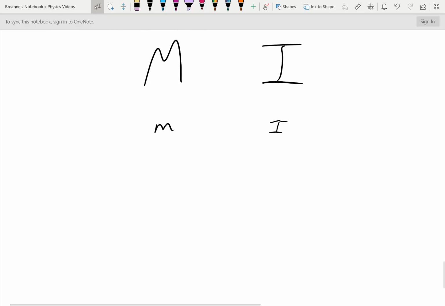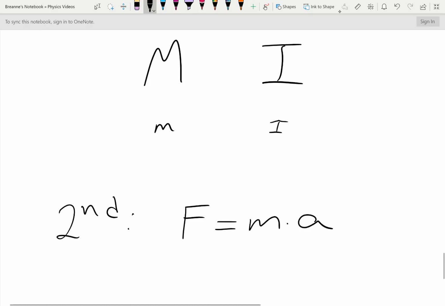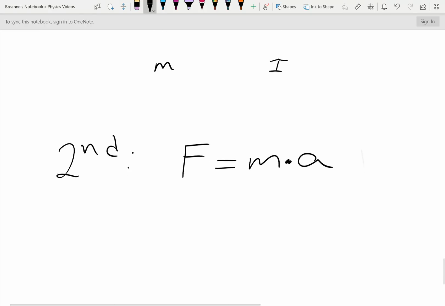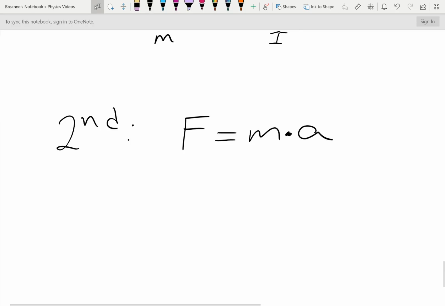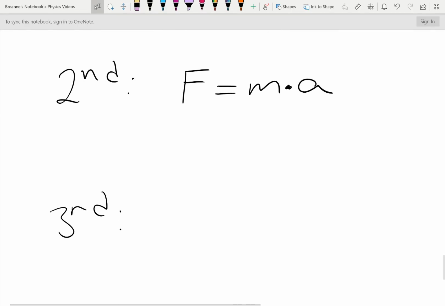The second law is just your equation. Your force equals your mass times acceleration. That's just your equation. Force equals mass times acceleration. The third law is your action-reaction. So for every action, there's an equal and opposite reaction. So it's your action-reaction.